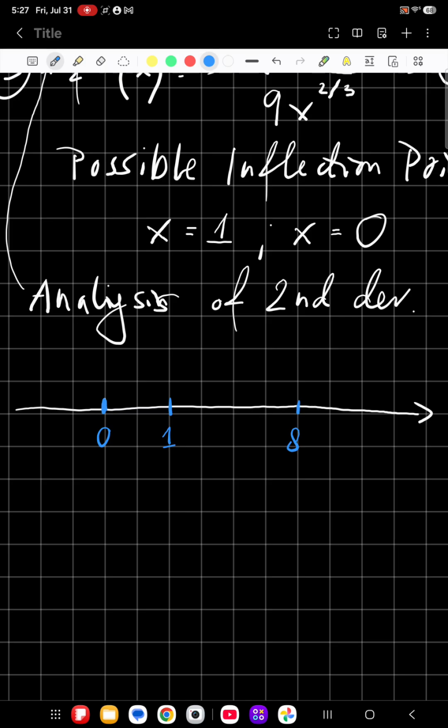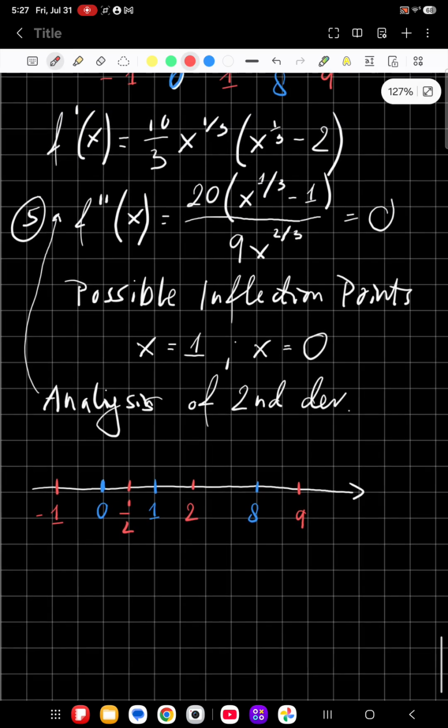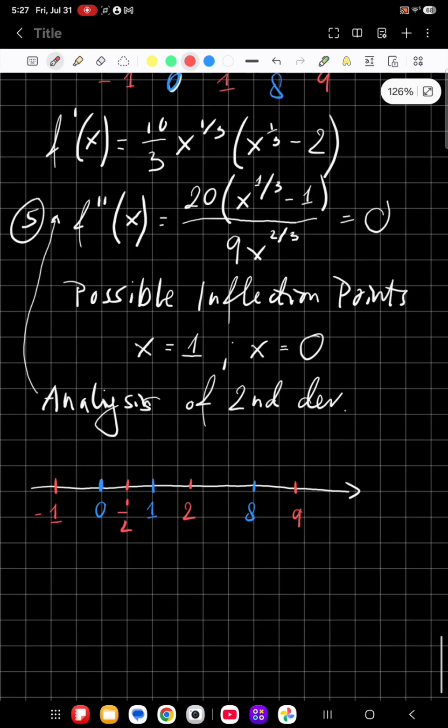Okay. Yeah, so now I'm picking those testing numbers, right? There are so many different names. So let's pick negative 1 here, half here, and the simplest number here would be 2, and 9 here. Okay, second derivative. Yeah, I can use it. Okay, so for negative 1.